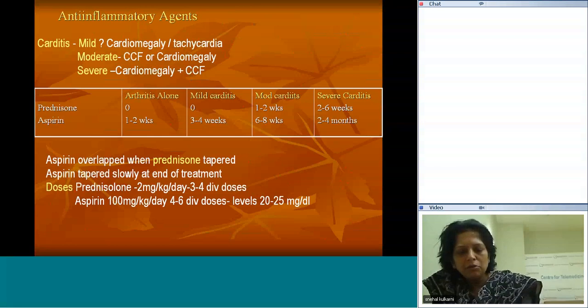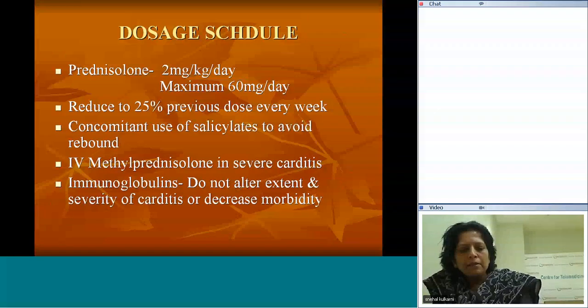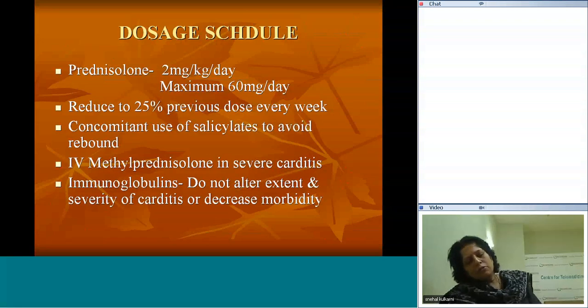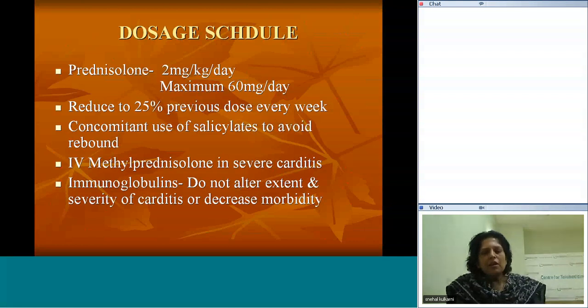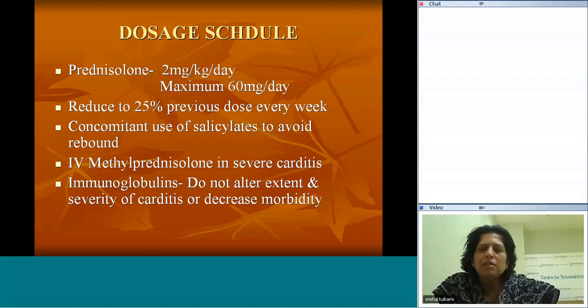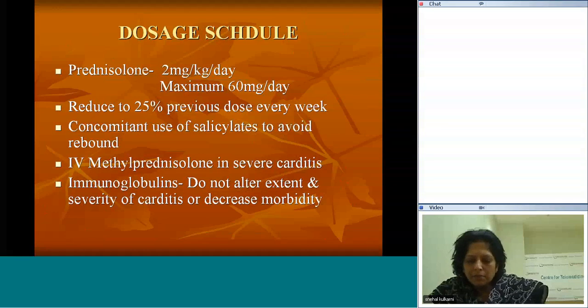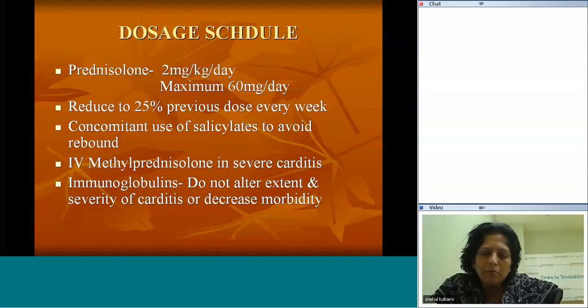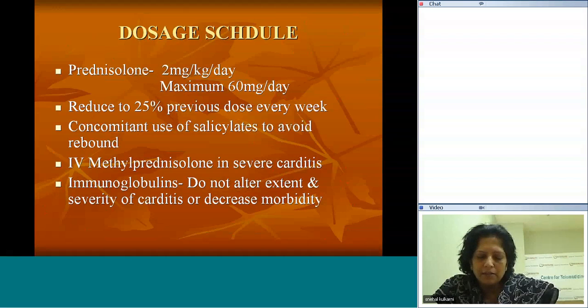I just told you about this dosage of prednisolone and aspirin. Give prednisolone in patients with severe carditis, start reducing 25% of the previous dose every week, and we have to concomitantly use salicylate to avoid the rebound. There are reports of giving IV methylprednisolone in severe carditis, and there are some reports of even use of immunoglobulin in patients with active carditis.